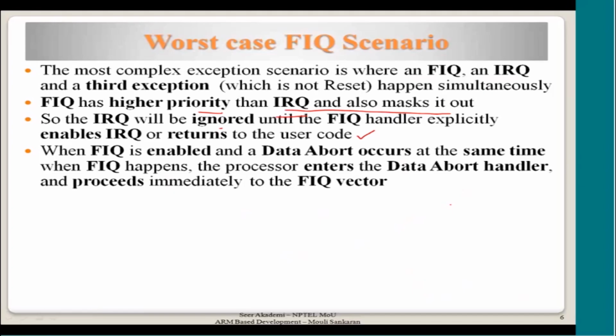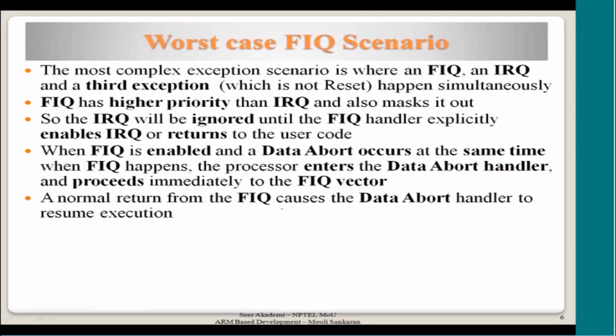So FIQ is enabled, and a data abort occurs at the same time as FIQ. The processor enters the data abort handler. That's what I mentioned. It enters it and proceeds immediately to the FIQ vector. Please remember, it doesn't execute that fully. It enters it so that it will recognize the address which has caused the data abort exception, and then it comes back to the FIQ vector. Okay, it executes the FIQ handler, and then on return it goes to the data abort handler.